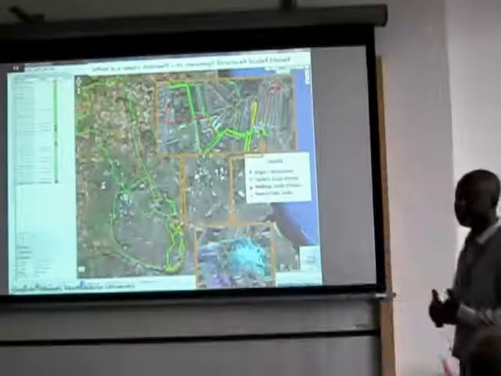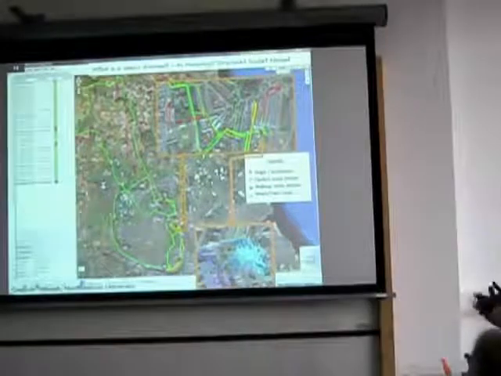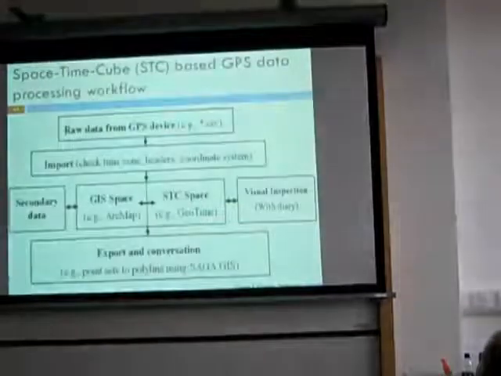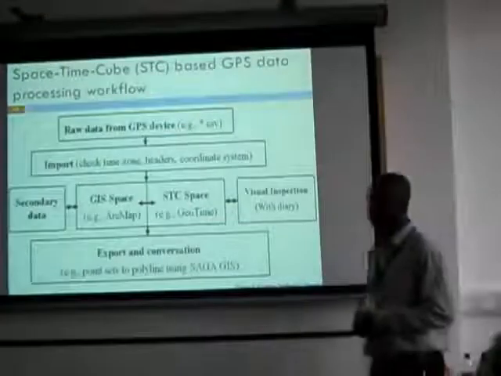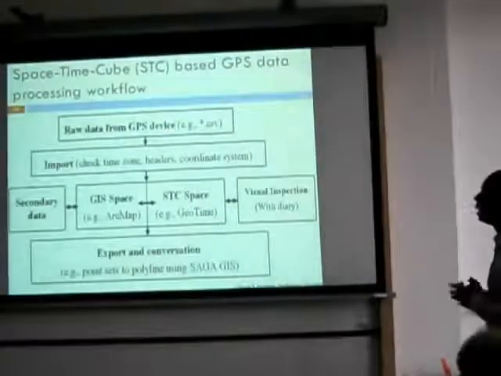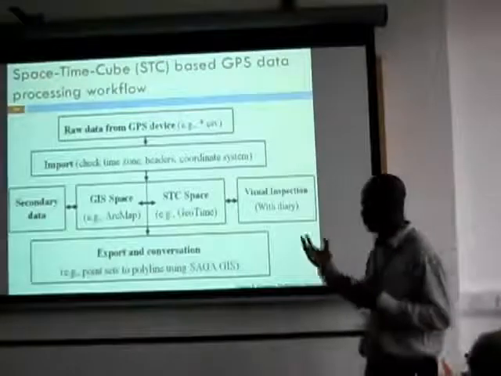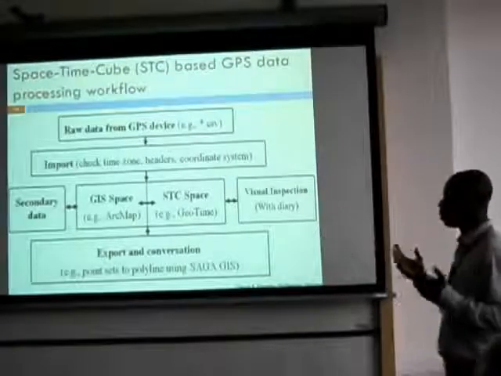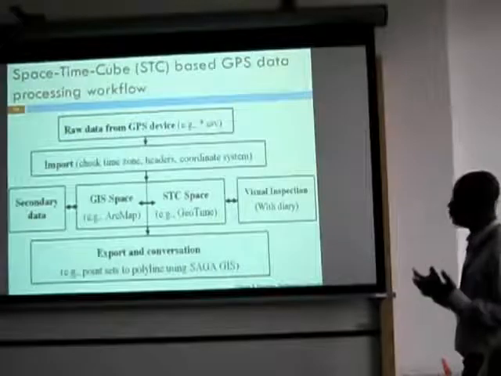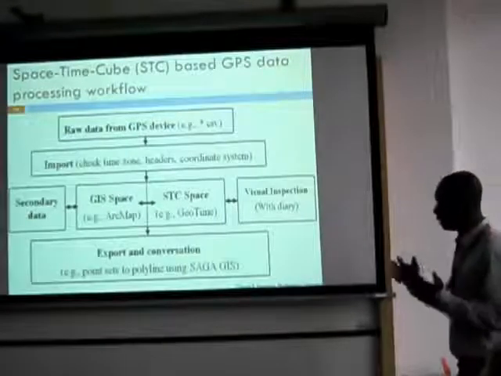And there are so many ways. You could use algorithms and others. But we introduced the idea of visual inspection. So using space-time cube and using the travel diaries, because you have information about the purpose and all the others, to support using your own discretion to judge and clean the data.